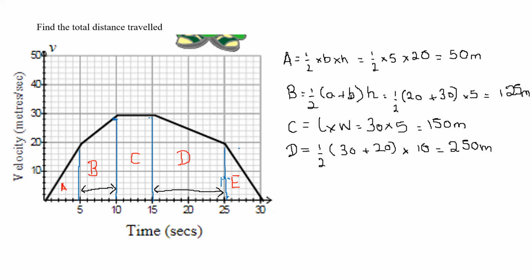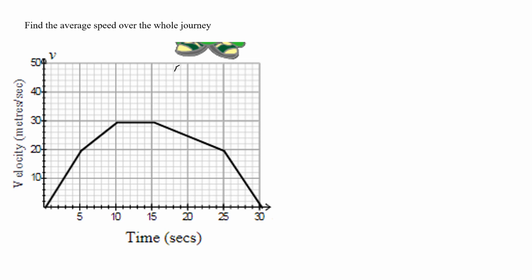And then finally I've got E, and E again is a triangle. So I'm going to have half times my base, which is 5, times my width, which is 20. So that's going to give me another 50 meters. And then to find the total distance travelled, I'm just going to add all these together. So I'm going to have 50 add 50 is 100. 150 add 250 is 400. Add the two together gives me 500. And then add the 125. So my total distance travelled will be 625 meters.